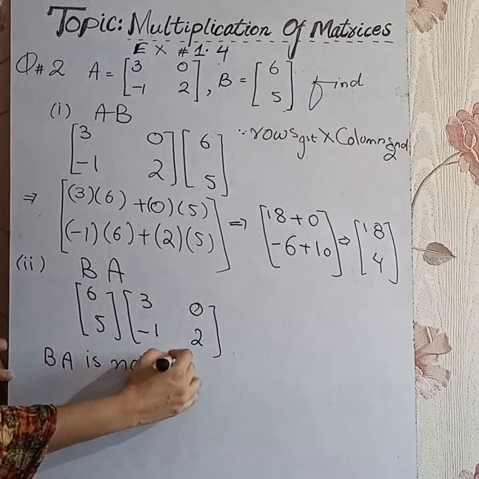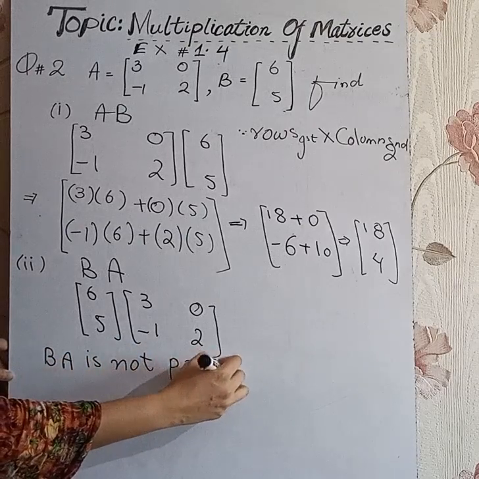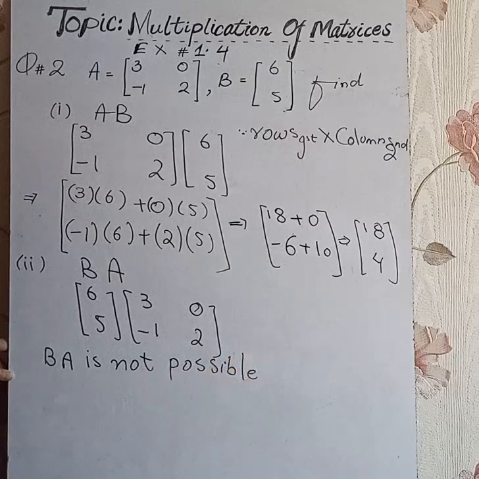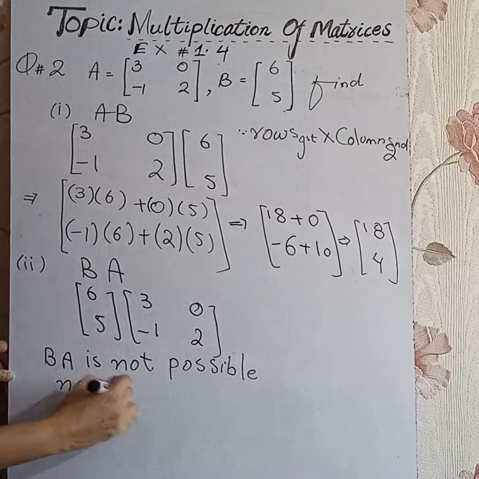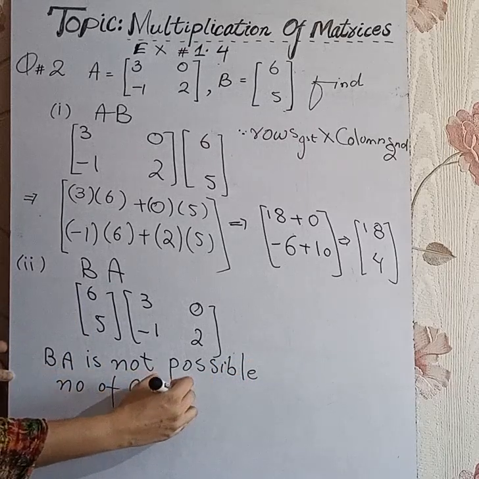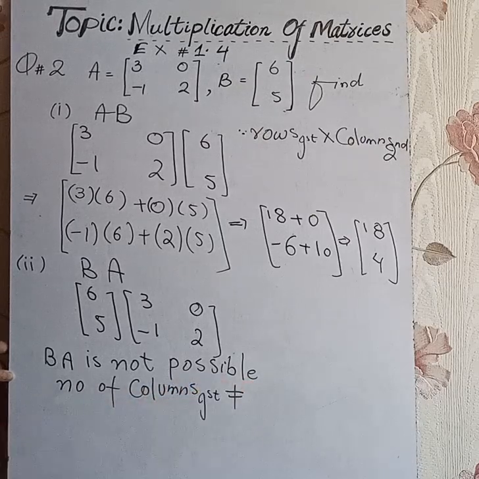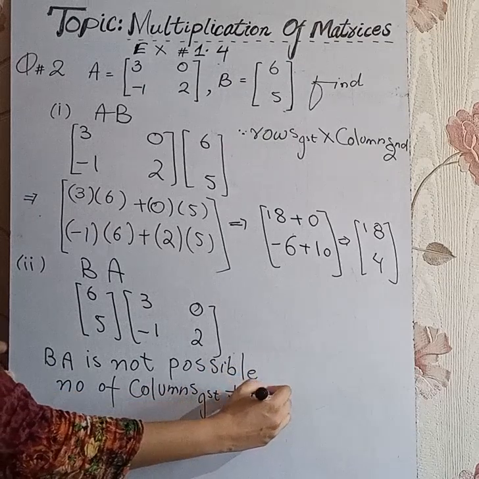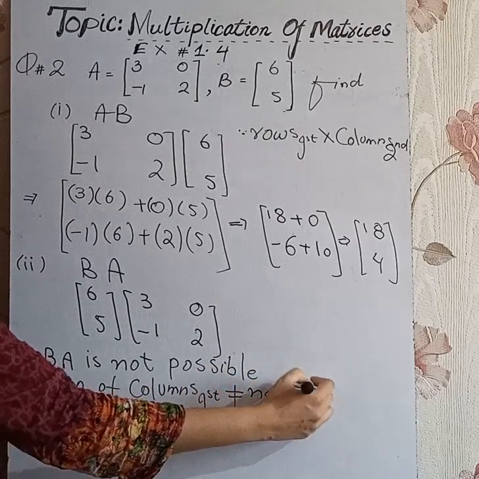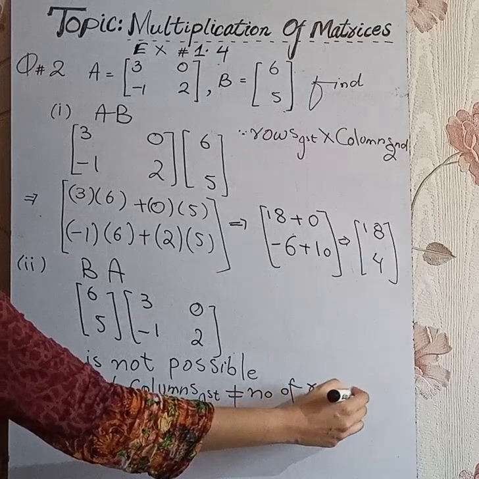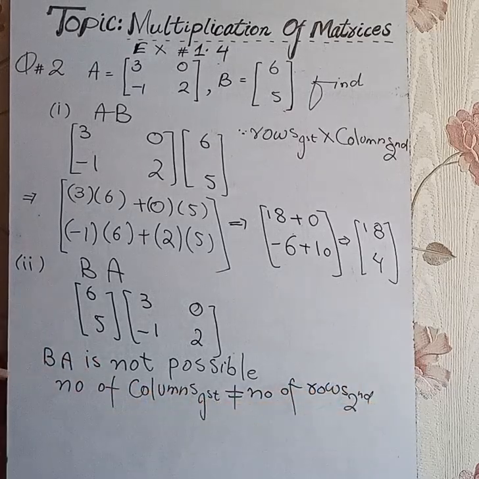Not possible. Why? You will have to write the reason over here. Because the number of columns of the first matrix is not equal to the number of rows of the second matrix. So this is the basic rule for how we can check the compatibility of two matrices.